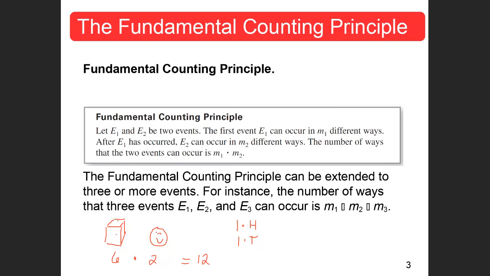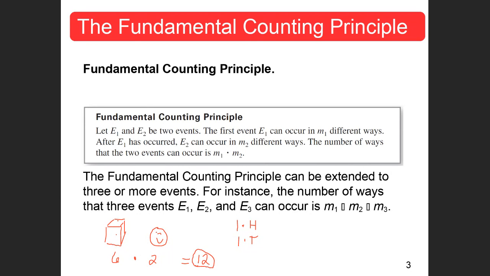Basically what they're saying is if you want to know how many different ways two events or three events or four events can occur, all you have to do is just multiply the number of ways each one can occur. For example, if I had a dice, we know there's 6 outcomes on a dice. And if I have a coin, I know there's 2 different outcomes on that. So if I multiply them together, there are 12 different ways that if I toss a coin and toss a dice that they can come out.